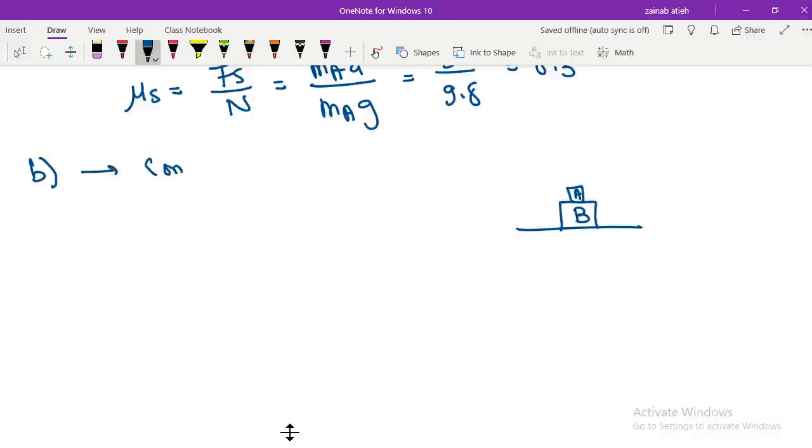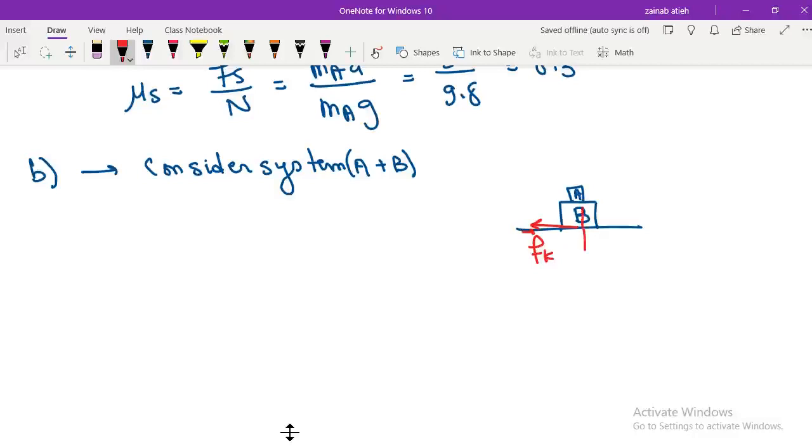Consider system A plus B. What are the forces on my system? I have friction with the ground. This friction is kinetic friction, because B is moving relative to the ground. So this is FK, kinetic friction, not static friction. All forces between A and B are internal, so I don't take them into account.